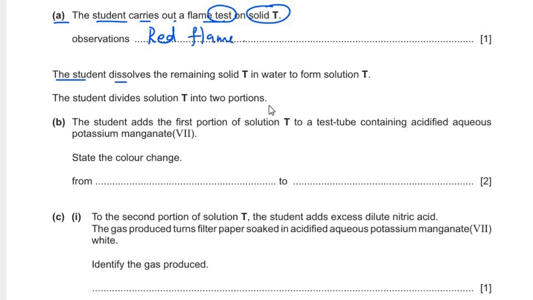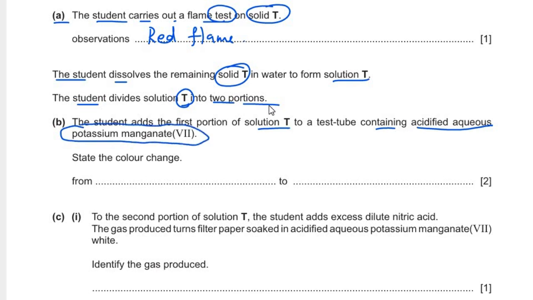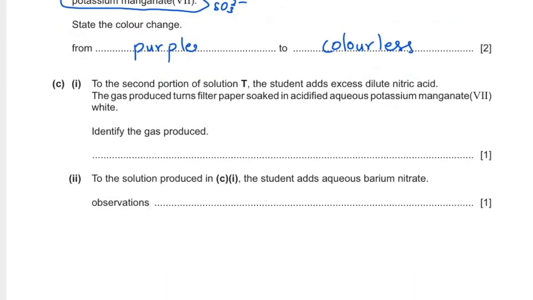Now the student dissolves the remaining solid T in water to form solution T, and the student divides T into two portions. Now the student adds the first portion of solution T on a test tube containing acidified aqueous potassium manganate, and that we have already seen that it is the test of the sulfite ion. So state the color change. It will be purple to colorless. Purple to colorless. That's the color change on adding acidified aqueous potassium manganate.